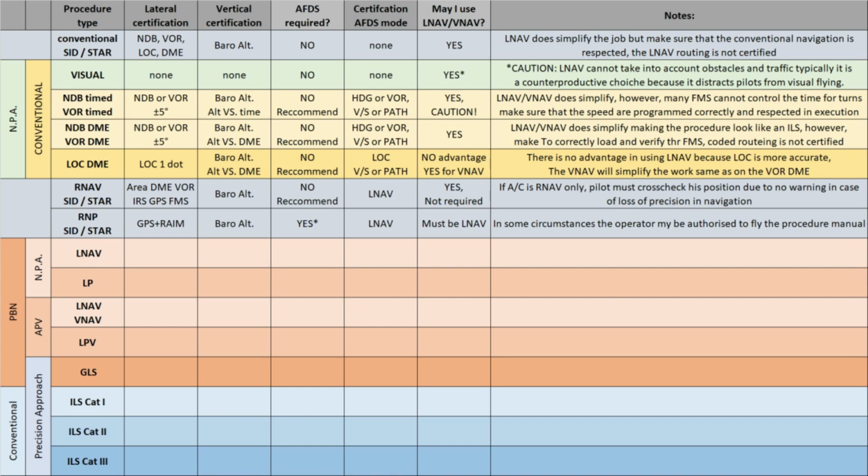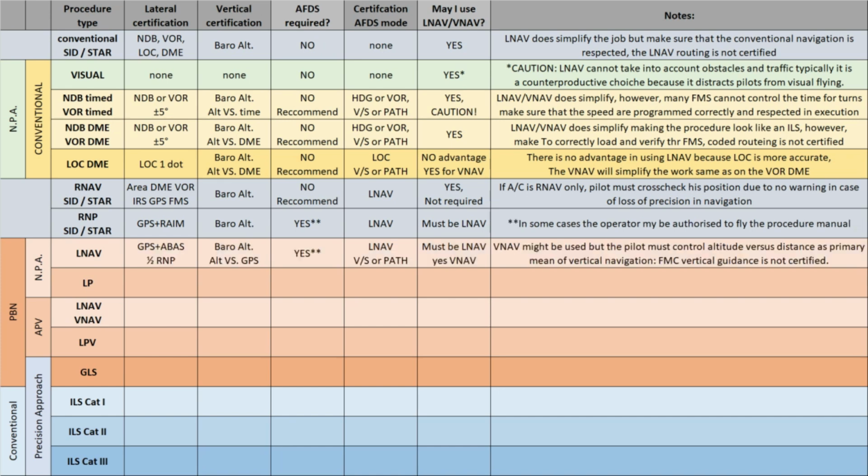While for the RNAV SID, we see some examples. Very often we get specific restrictions by the local authority, so you have to make sure that you can fly that RNAV SID with the specific area navigation. But the RNAV SID, of course, you can fly with a DME system, a VOR DME system. You could fly it with a GPS, with an IRS, with an INS, or of course with an FMS.